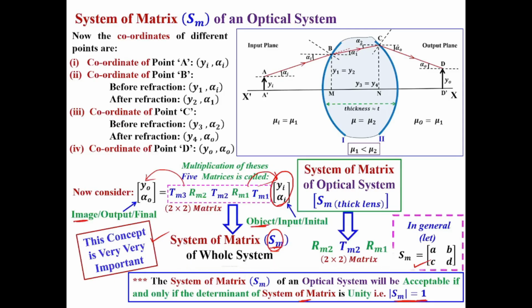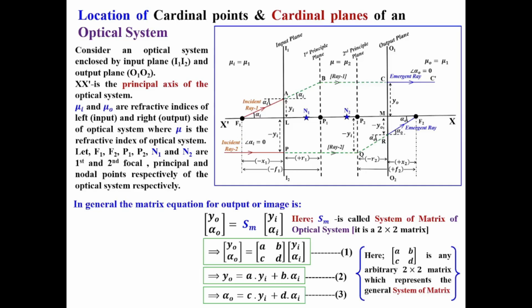Okay, so let us move to today's topic. Here I have written the heading: location of cardinal points and cardinal planes of an optical system. The figure represents, in general, an optical system which is present between the input plane and the output plane. Here I am going to show you. This is the input, this is the optical system, which is enclosed between these two planes. This is your input plane and this is your output plane.